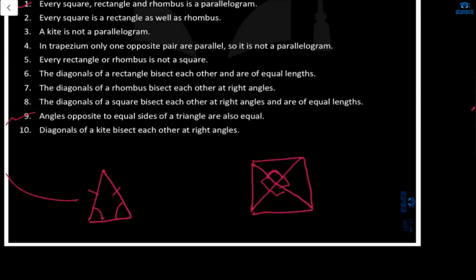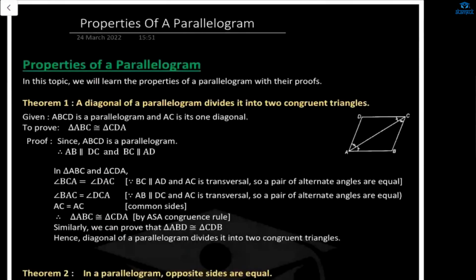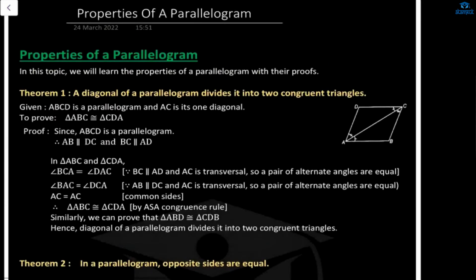Diagonals of a kite bisect each other at right angles. The diagonals of the kite also bisect each other at 90 degrees. These all are 90 degrees. Understood? Any of the points? Anybody has any doubt in any one of the points? No? Okay. This was just the introduction of your quadrilateral.